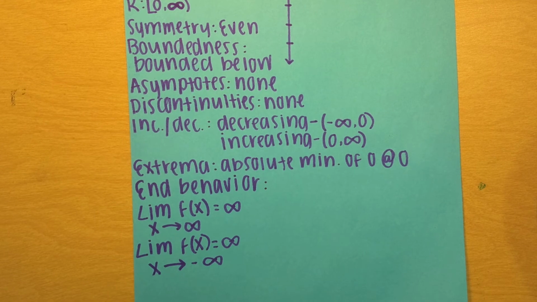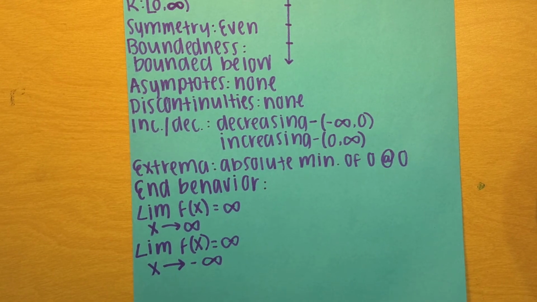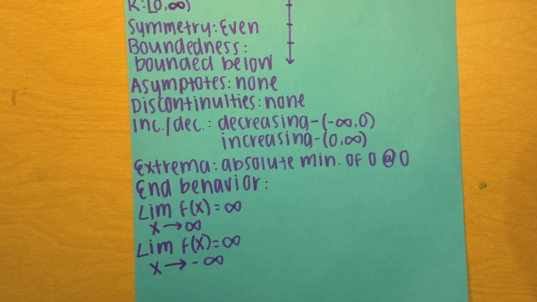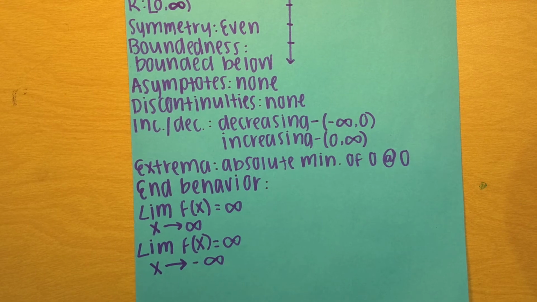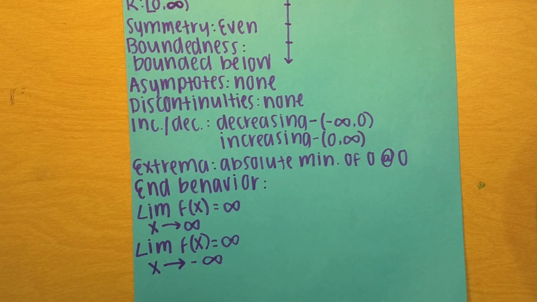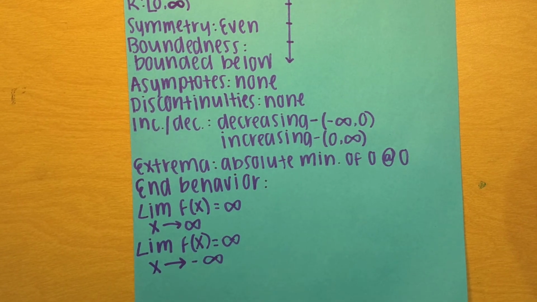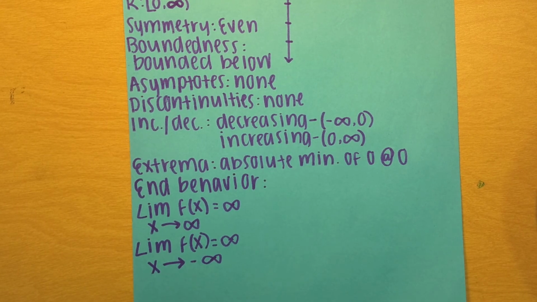The function is decreasing from negative infinity to 0, and it is increasing from 0 to infinity. For extrema, there is an absolute minimum of 0 at x equals 0. The end behavior is as x approaches infinity, y approaches infinity, and as x approaches negative infinity, y approaches negative infinity.